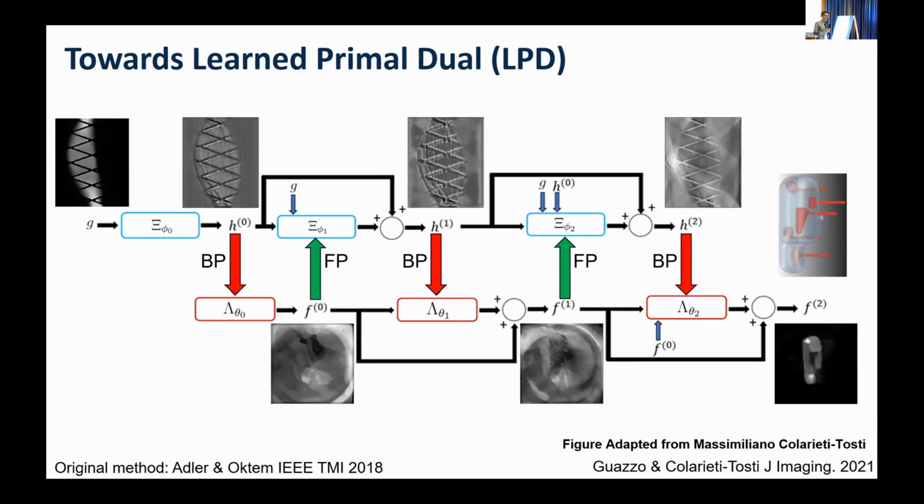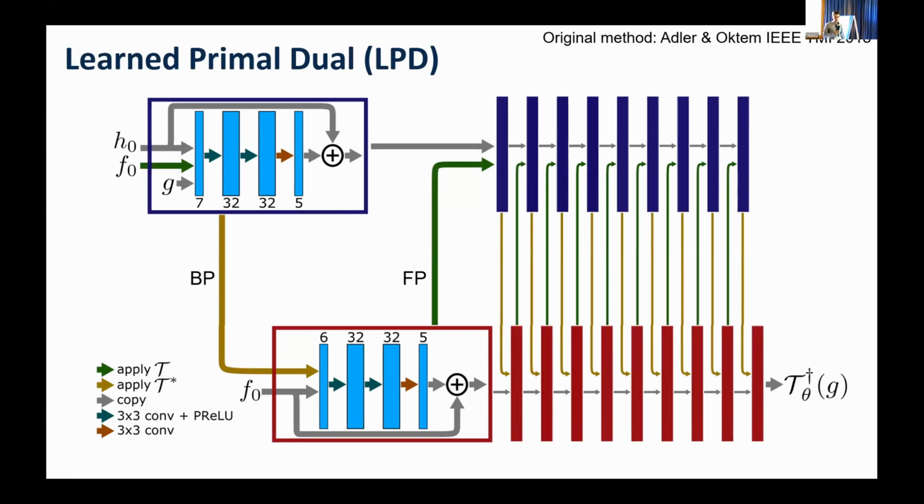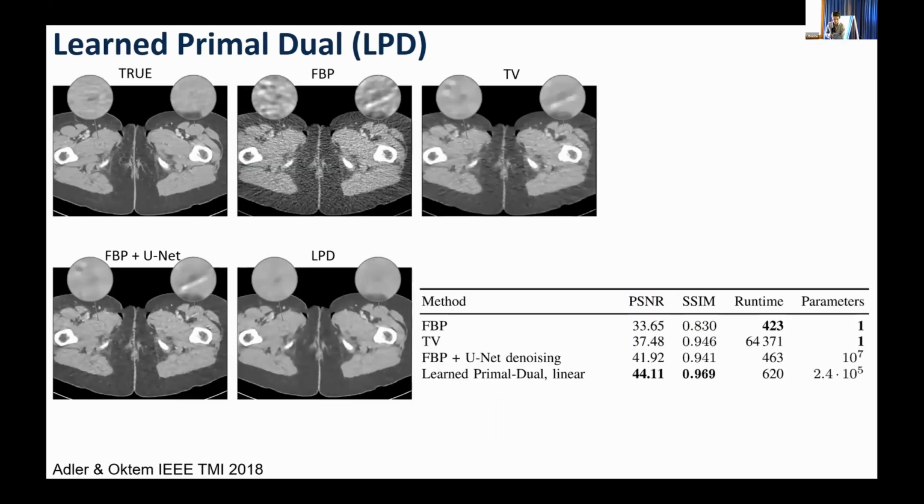This is kindly a figure donated by Massimiliano Colarietti Tosti. But the work this afternoon will be based on the original paper by Adler and Oktem. I think it was for CT data originally, although we'll be using Shepp-Logan phantom, I think, as well as ellipses. And basically, it's a cascade of operators in the measurement domain, cascade of operators in the image domain, and we have forward and back projections linking between them. So it's more like just gluing together CNNs with physics.